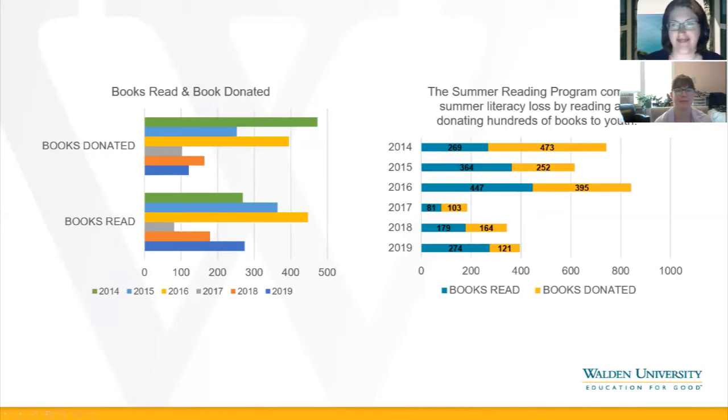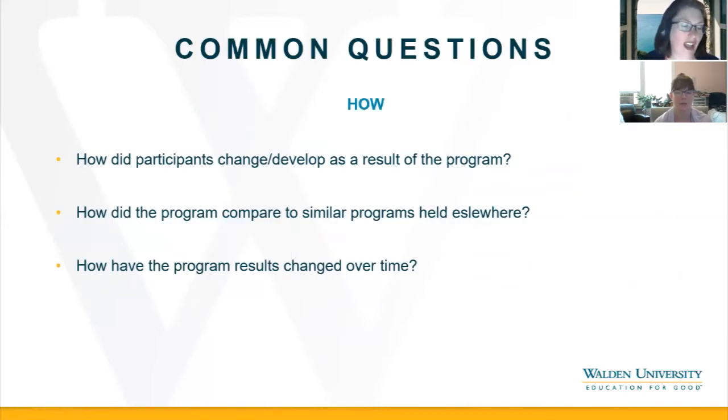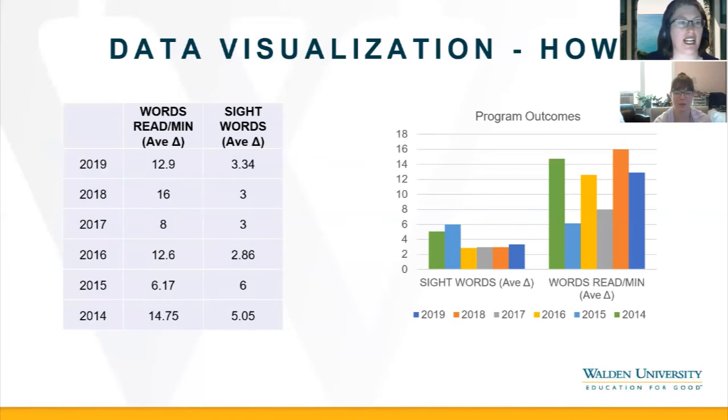Okay. Our next question is how? How did participants change or develop as a result of the program? How did the program compare to similar programs held elsewhere? Or how have the program results changed over time? We're going to continue with our summer reading data and see how participants achieved the program outcomes.